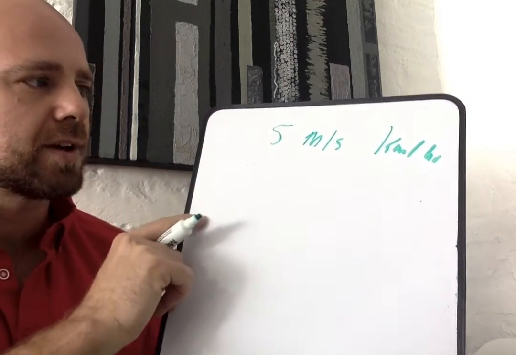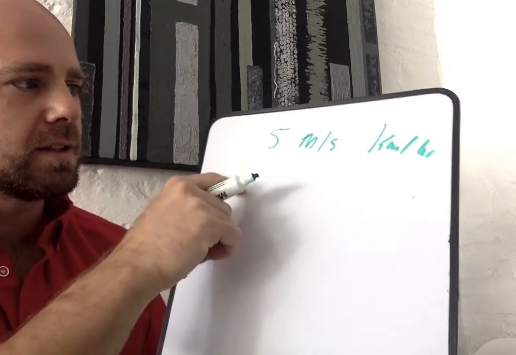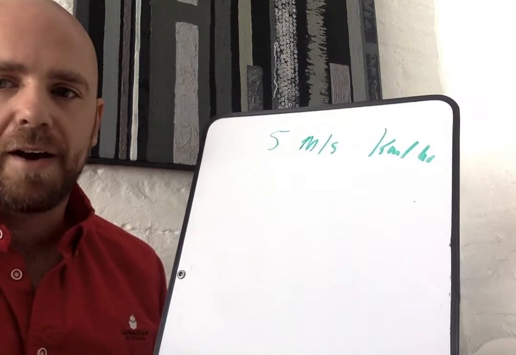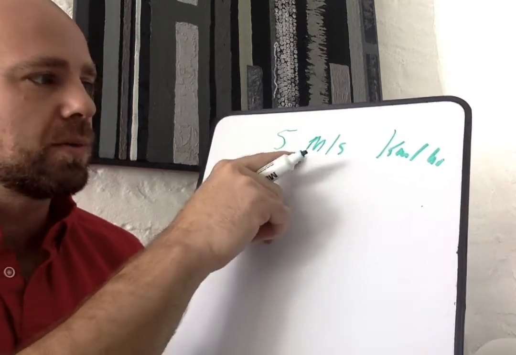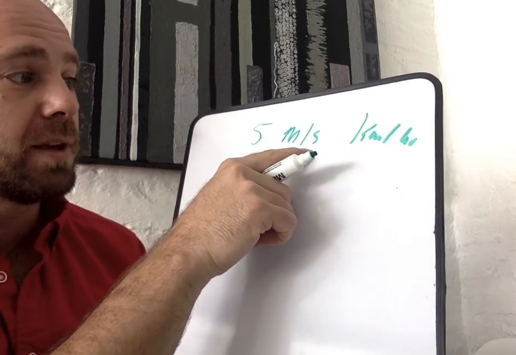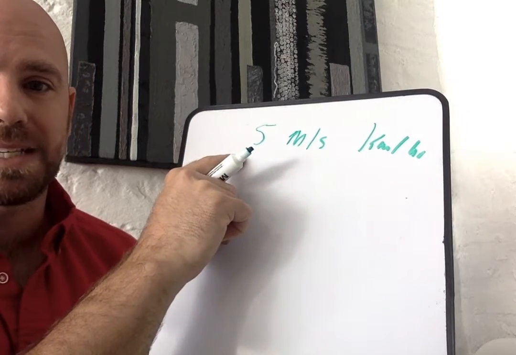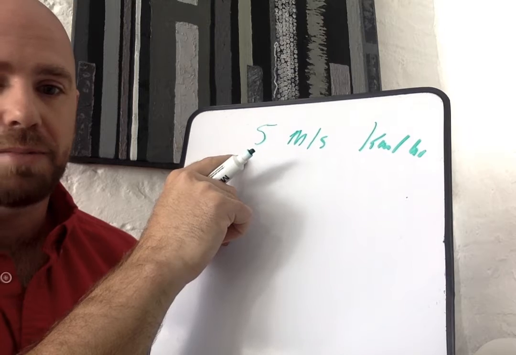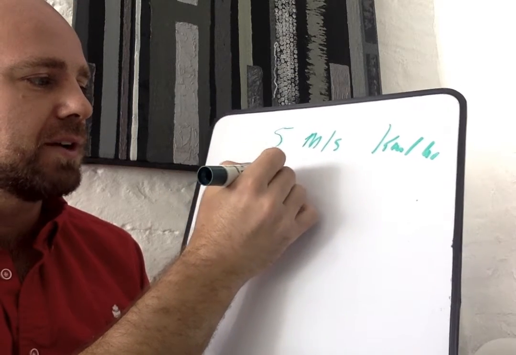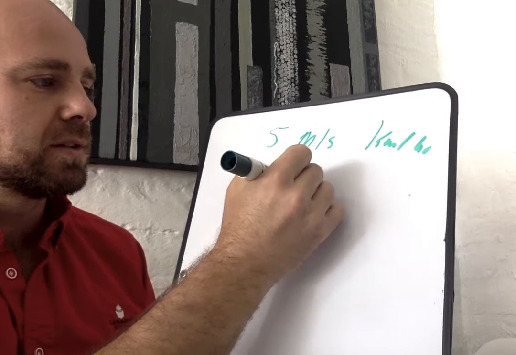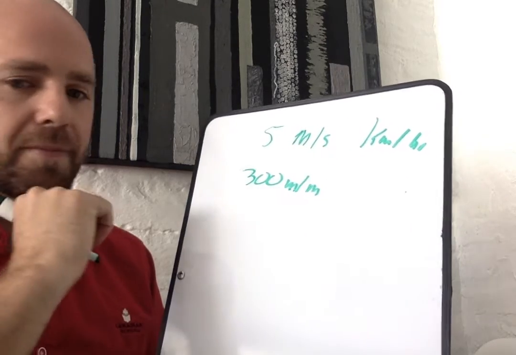So we need to go the other direction now. Let's see how many meters they'll go in a minute. Okay, so what do we have to do? Well, to find out how many meters in a minute, we have to multiply this by 60. So 5 times 60 is going to be 300 meters per minute.